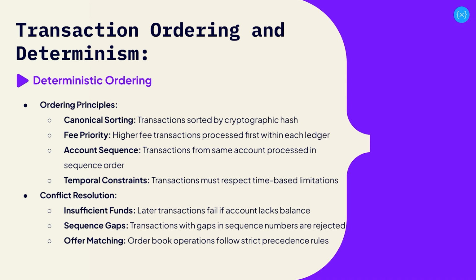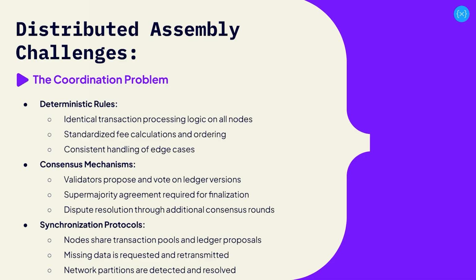If we have sequence gaps, transactions with these gaps in sequence numbers are rejected, and order book operations follow strict precedence rules. Some distributed assembly challenges: how do thousands of independent nodes create identical ledgers without central coordination? We have deterministic rules, identical transaction processing logic on all nodes, standardized fee calculations and ordering, and consistent handling of edge cases. Inside the consensus mechanism, validators propose and vote on ledger versions.